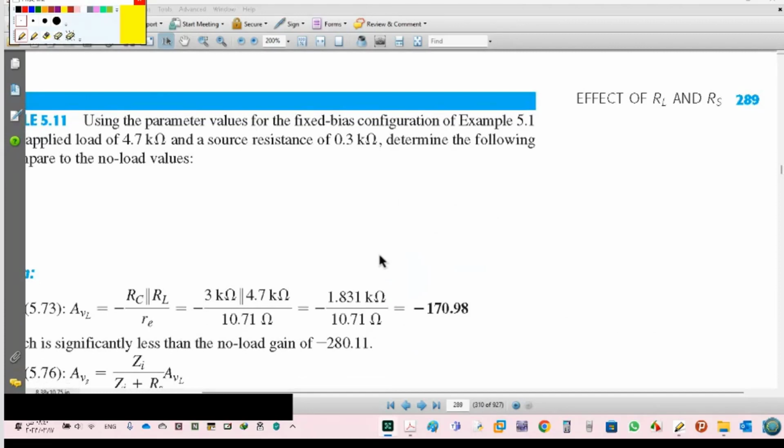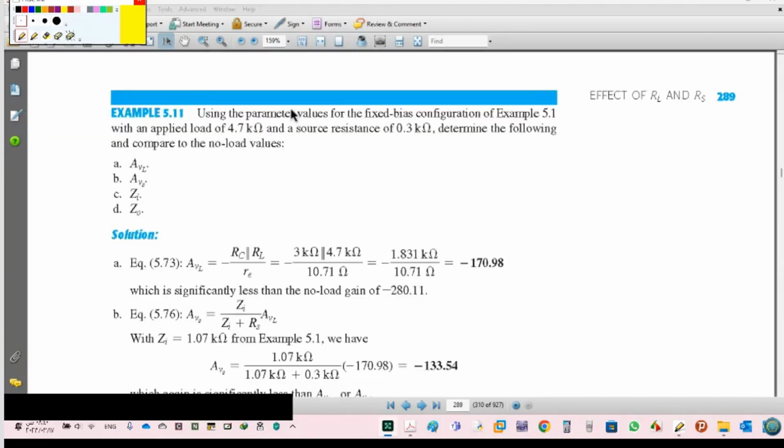Okay, now let's solve this example using the parameter values for fixed bias configuration. Example 5.1. Here you have to return to this example 5.1 and find the values. First of all, you have to calculate IE, RE, then you find ZI, ZO for this one.